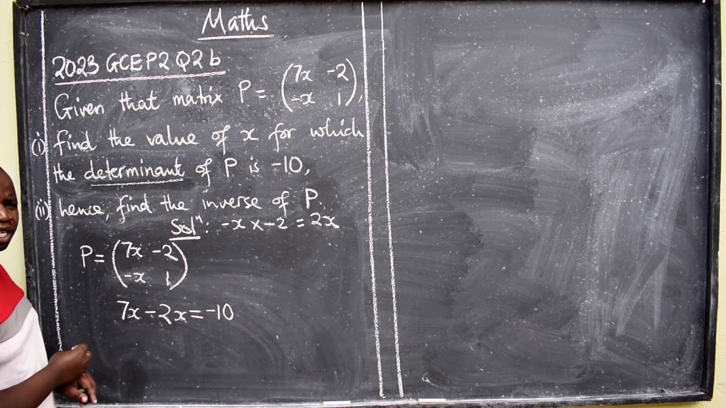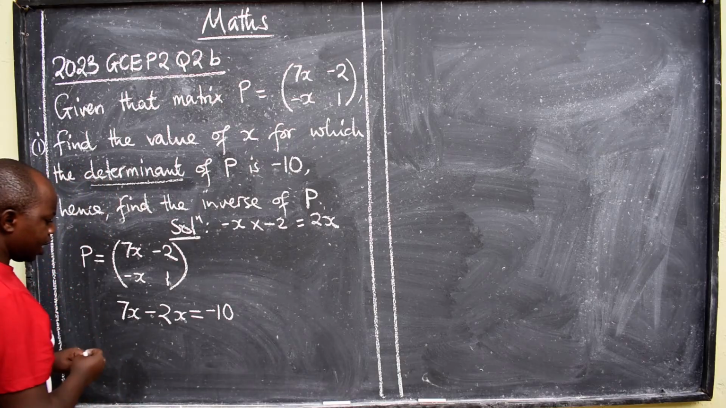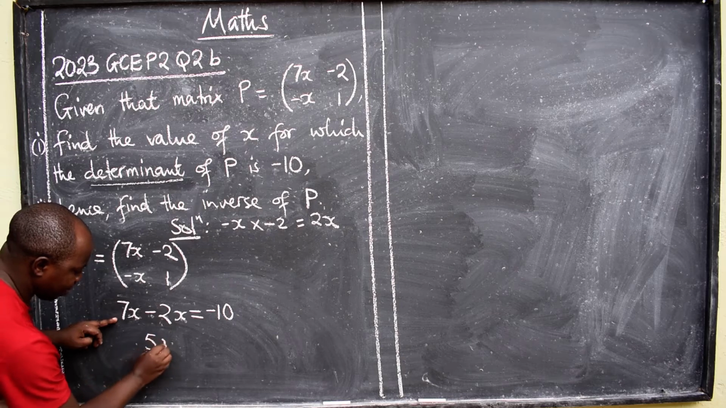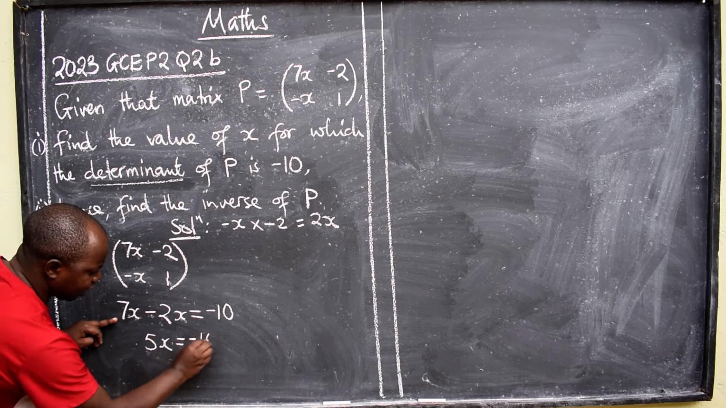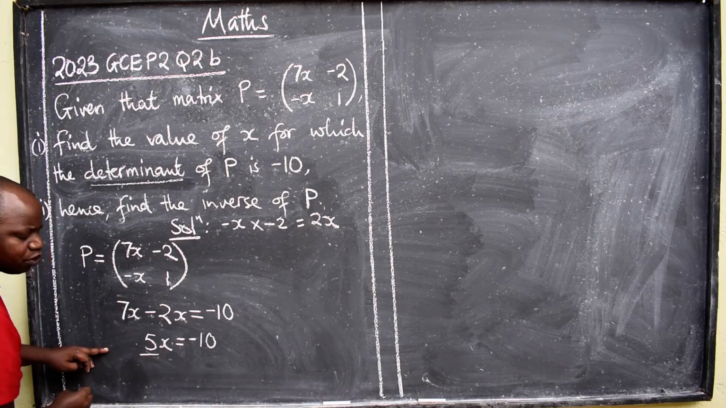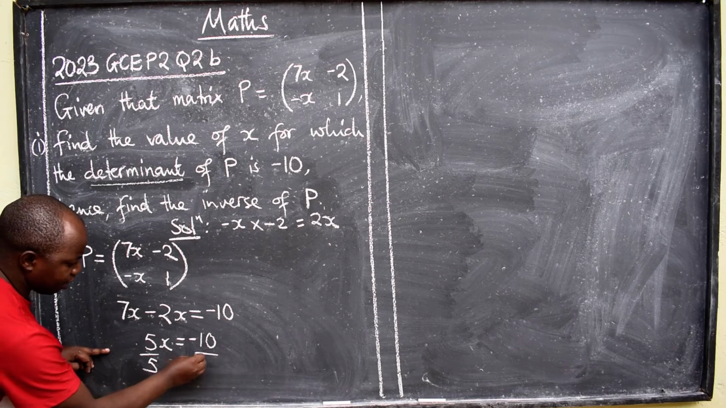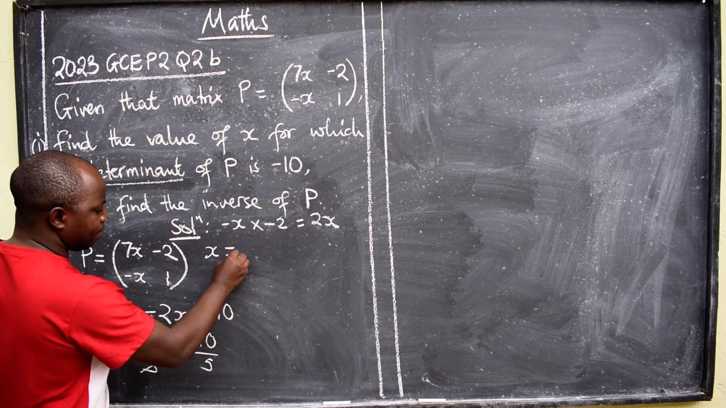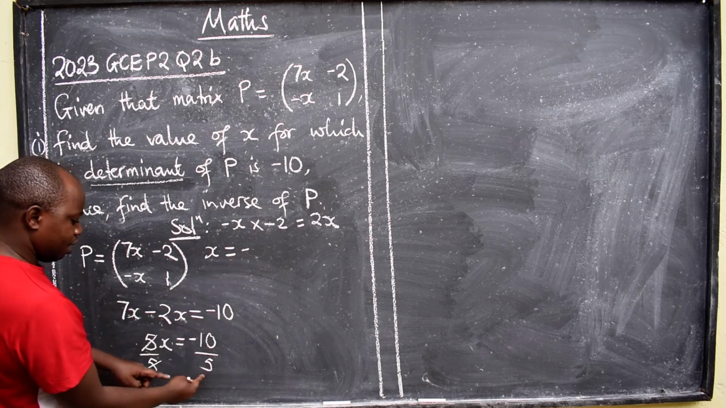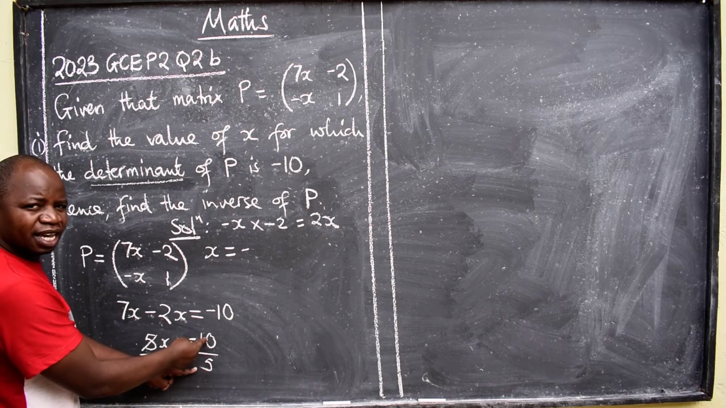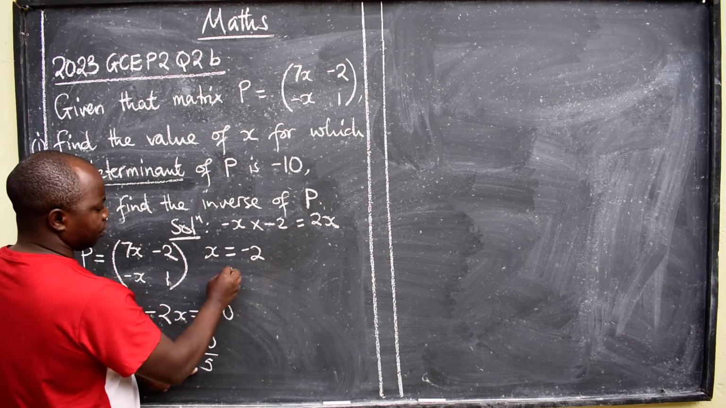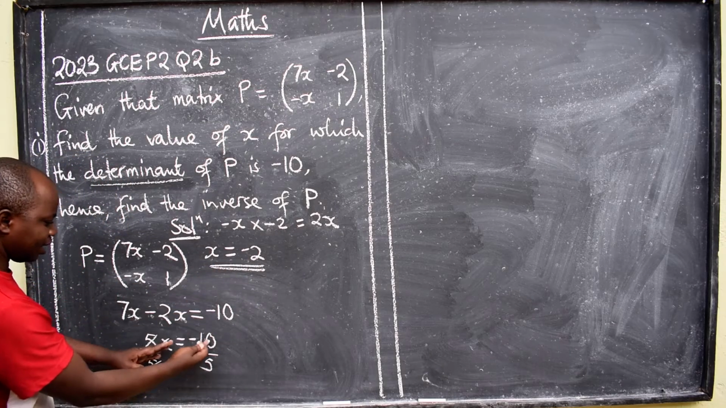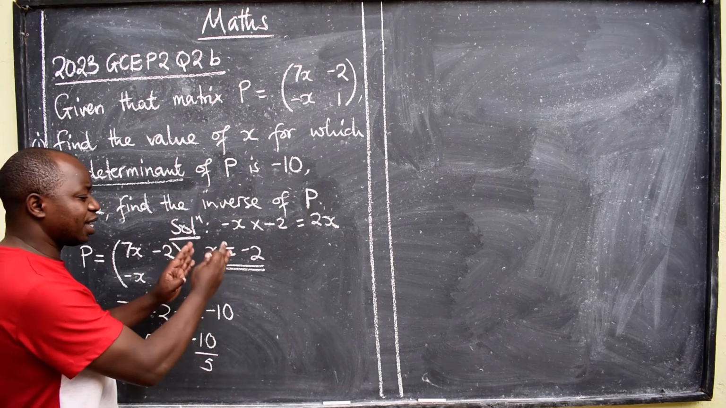Now this is the equation that we need to calculate. 7x minus 2x will give us 5x is equal to negative 10. To remain with x, we are going to divide by 5, even here by 5, so that we cancel this. And our x will now be equal to negative 10 divided by 5, which gives us 2. So our x is negative 2. That is the answer that we are going to get.